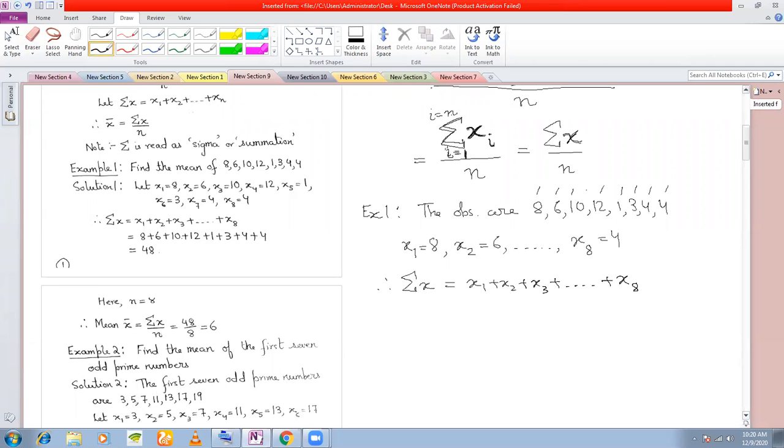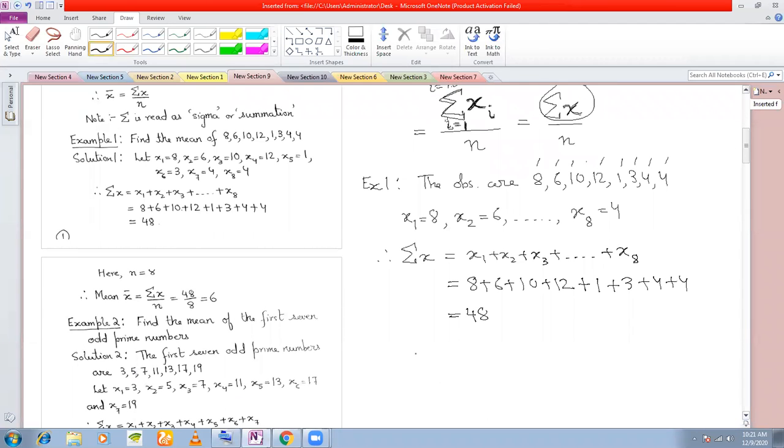Add all the observations. So we'll get sigma x. So 8 plus 6 plus 10 plus 12, adding all the observations, plus 1, 3 plus 4 plus 4. Once you have added all the observations, you get 48. You get sigma x. So we have got the numerator of this. Okay. Now how many observations are there? Here n observations, 8 observations are there. Okay, so n is equal to 8.